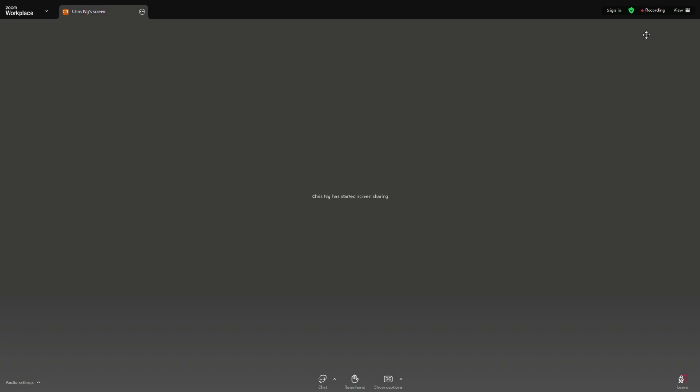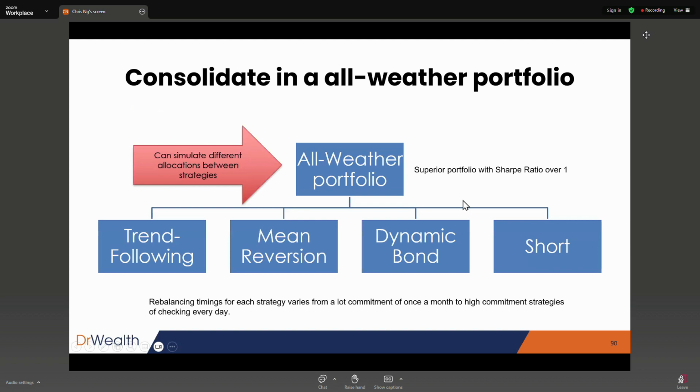So that's a very short demo. We will be sharing 4 programs like this: trend following, mean reversion, dynamic bond, and short. There is a 5th program to tell you how to coordinate between the 4 programs, because you want to simulate what happens when you put, for example, 20% into trend following and 5% into short, and you'll be able to produce a lot of results for you.